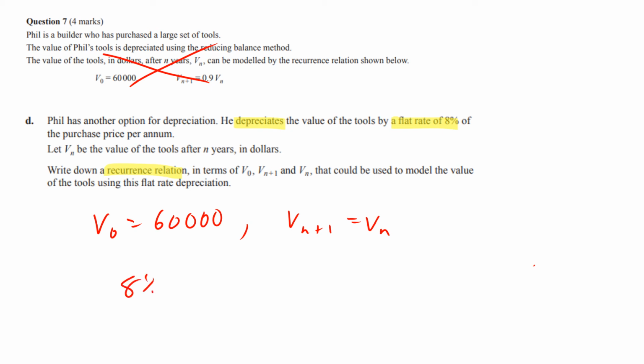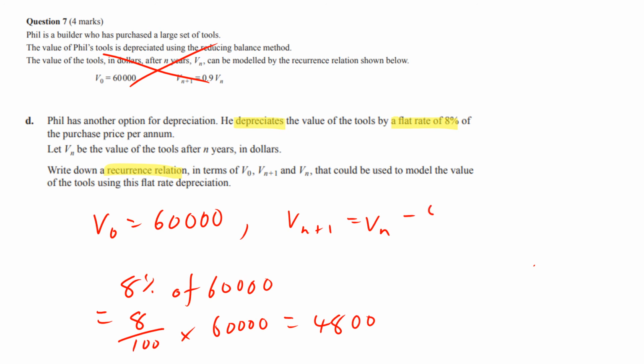Which equals, if you hit your calculator, 4,800. So then it's just minus 4,800. That's how much you're going down by each time. People got confused and tried to do all kinds of other things. They wanted the recurrence relationship, not just a straight formula, and that's flat rate, not reducing balance. So this thing is your constant, negative because you're depreciating.